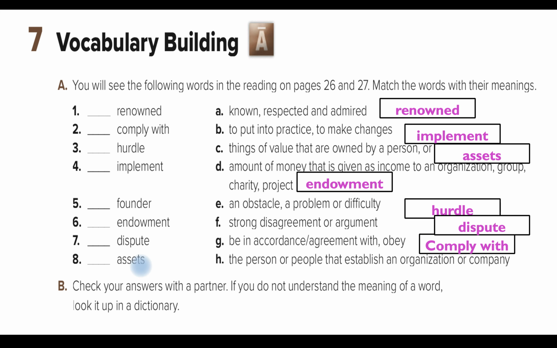The person or the people that establish an organization or a company is the founder. Now you may check your answer. You can check the words as well in the dictionary, and you check the answers.